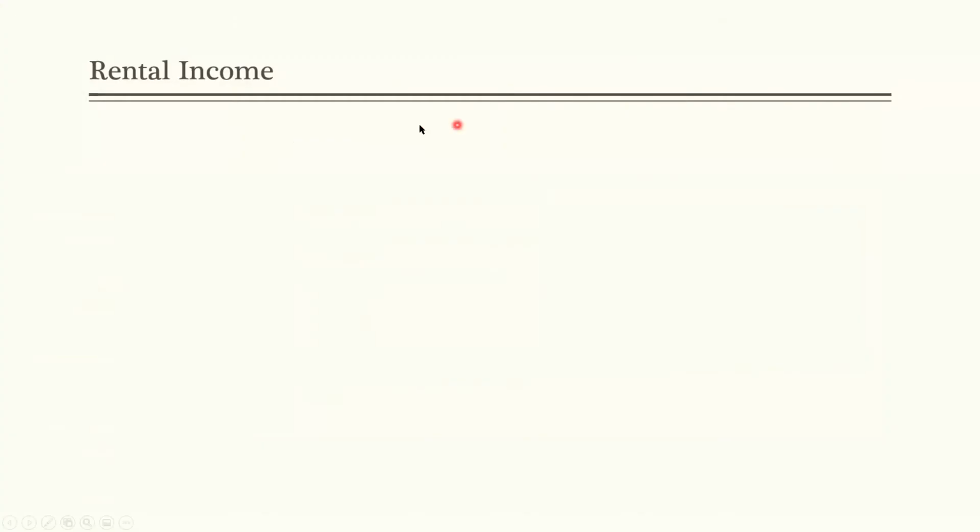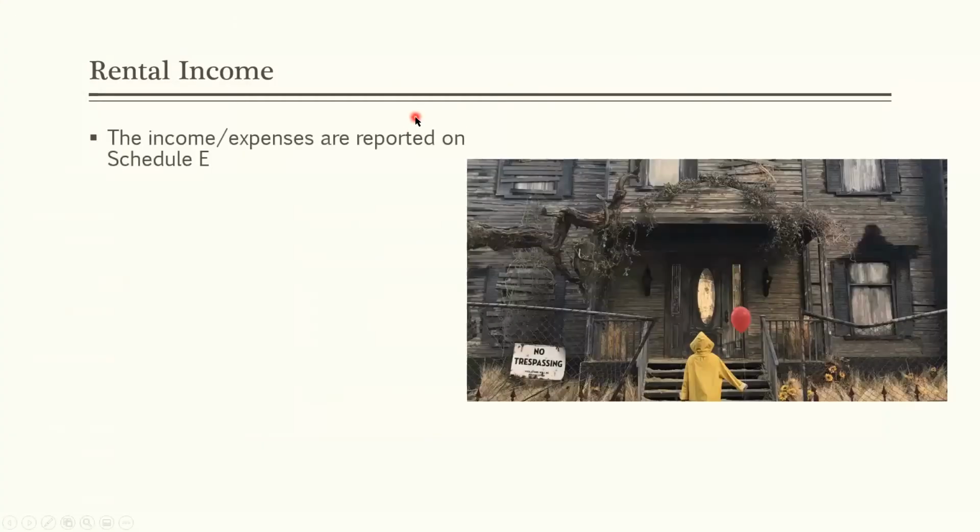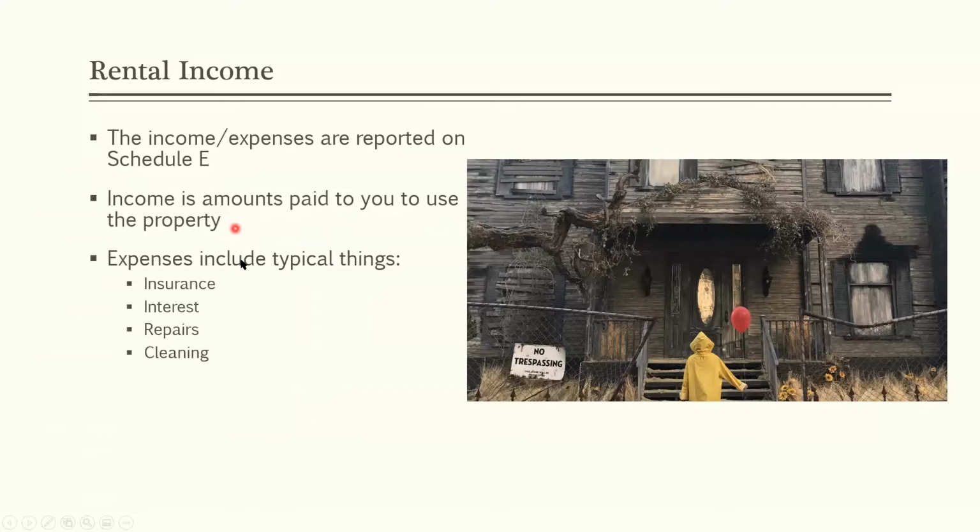All right, so as we talked about before, rental property income and expenses are reported on the Schedule E of your tax return. Income is the amounts paid to you to use the property, rent. Everybody knows what rent is. And expenses include the typical things needed to maintain the house in conditions suitable for renting. Insurance and interest are the big ones that we see quite a bit. And of course, you can take depreciation off of it.